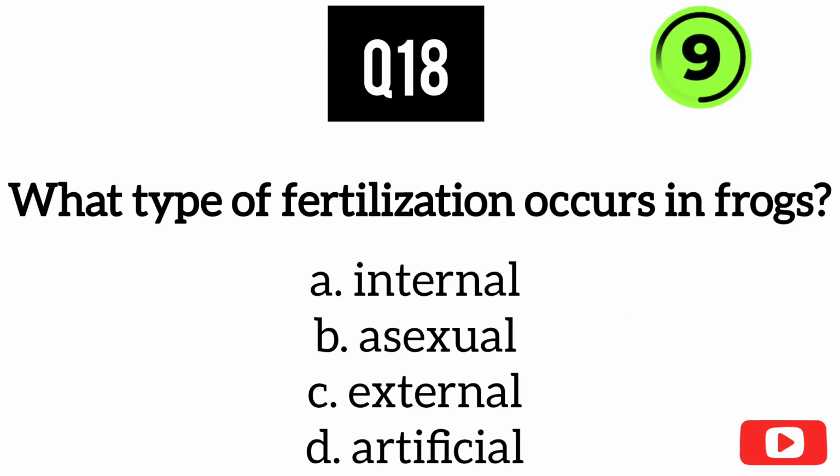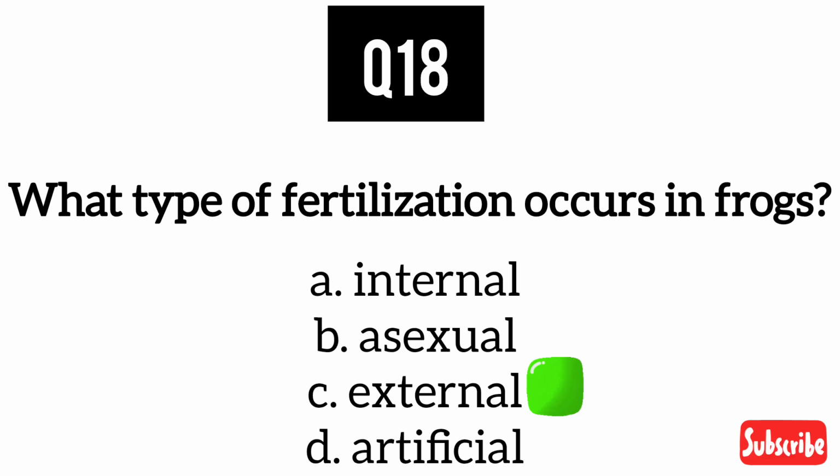Question 18. What type of fertilization occurs in frogs? A. Internal, B. Asexual, C. External, D. Artificial. So the correct answer is option C, external. Frogs reproduce through external fertilization, where eggs and sperm are released into the water.